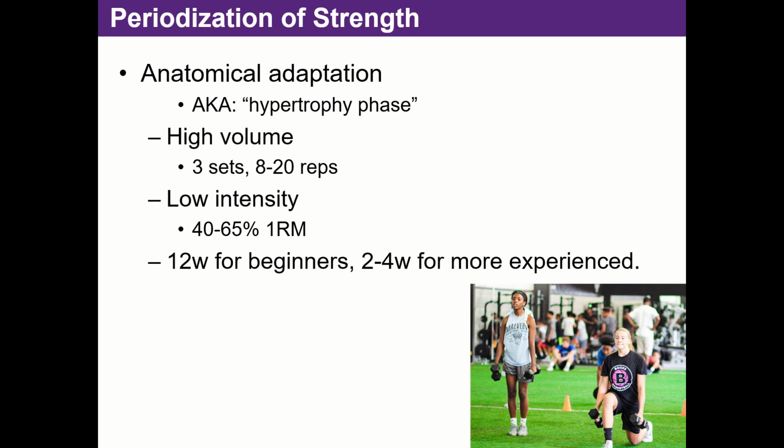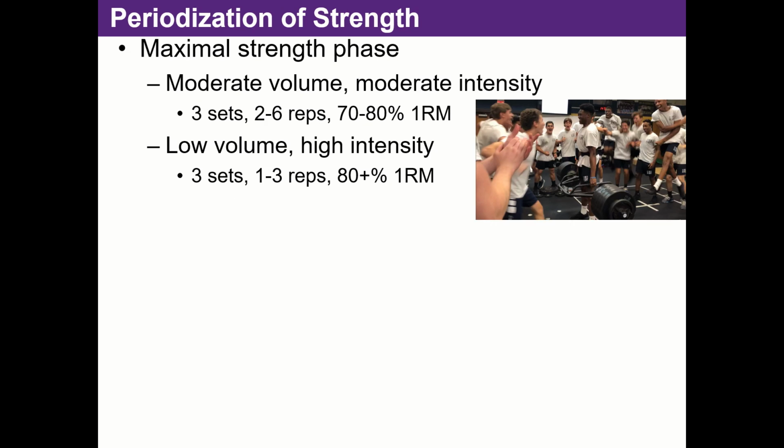So we're making the muscle bigger there, and then we're going to make the muscle stronger. Now we are reducing the volume a little bit. Rather than high volume, we're doing moderate volume, and we've increased the intensity, so moderate intensity. So 3 sets of between 2 and 6 repetitions, between 70 and 80% of your 1 rep max. I think 2 reps is a little low, personally. So again, I would go with more like the 4 to 8 repetition range for this. And you're probably going to get as high as 85% of your 1 rep max.